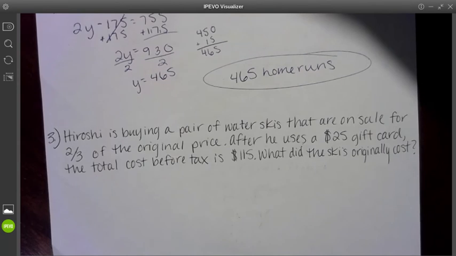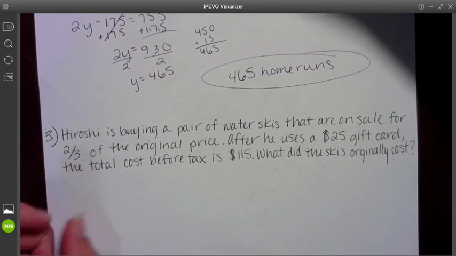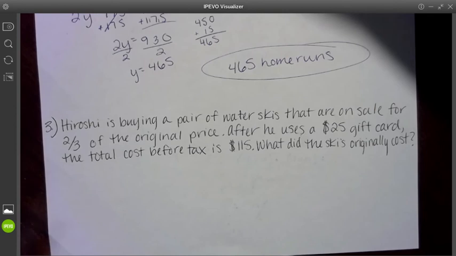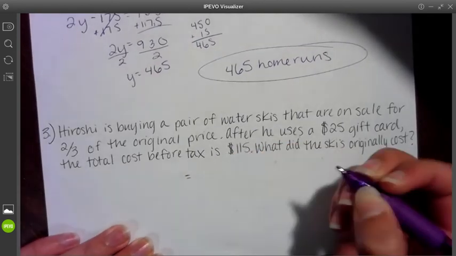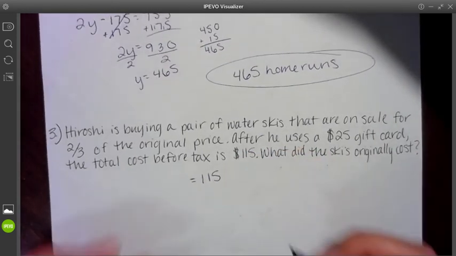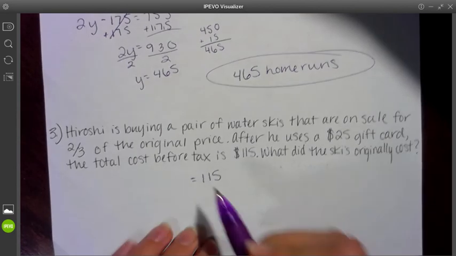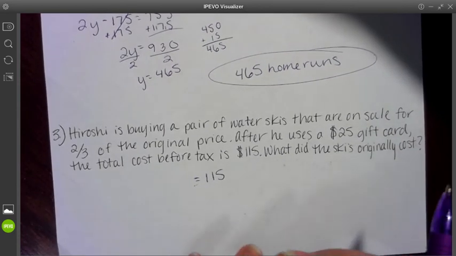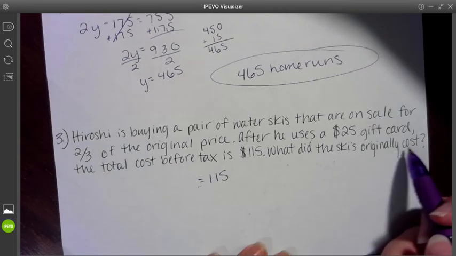Hiroshi is buying a pair of water skis that are on sale for 2/3 of the original price. After he uses a $25 gift card, the total cost before tax is $115. What did the skis originally cost? Well, we know that in the end, what we paid was $115. So we're going to say it equals $115. Whatever we did, it ended up equaling $115. We need to find the original cost.